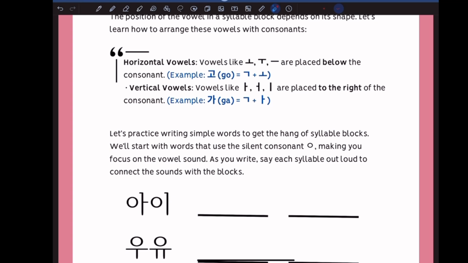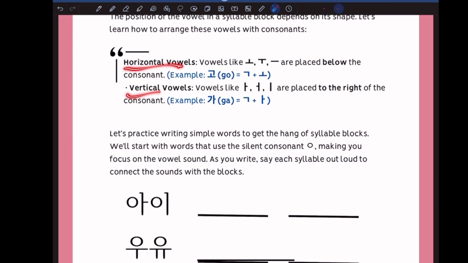So what you have to know over here is that these three vowels, the horizontal vowels, are always placed below the consonants. They're never placed on the right. Now the vertical vowels look like this: a, o, e. These vowels are always placed to the right of the consonants. For example, if you see ka, the g sound consonant and the a sound vowel combine together and pronounce a ka sound.